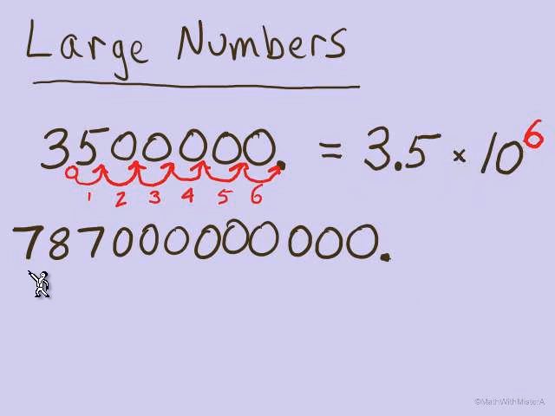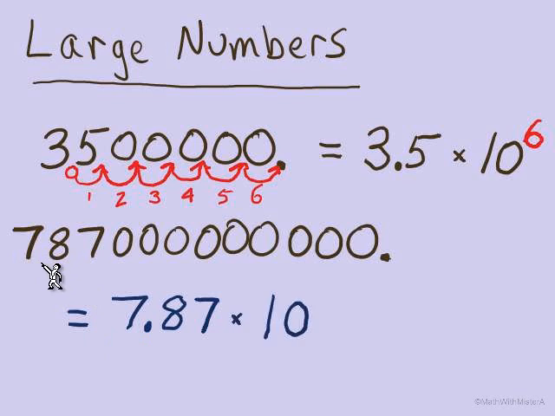Our other example, 787 billion. We're pulling off the non-zero digits. It's going to be the 787, and we know to put the decimal point right behind the first digit to keep it a number between 1 and 10, so we're looking at 7.87. Now, if that decimal point is right behind the 7, how many places does it move? Basically, how many times do we need to multiply by 10? 1, 2, 3, 4, 5, 6, 7, 8, 9, 10, 11. 7.87 times 10 to the 11th.